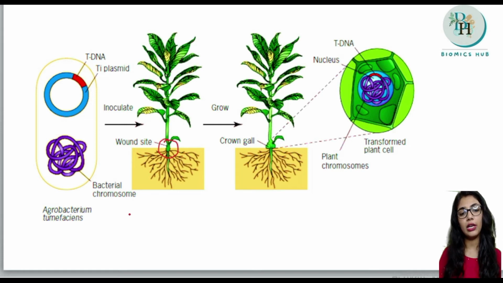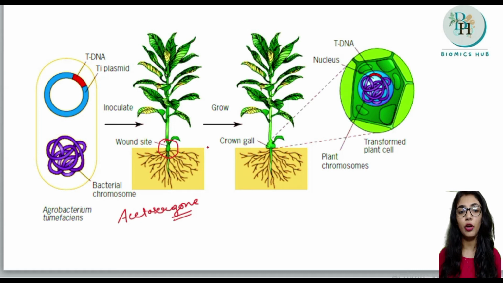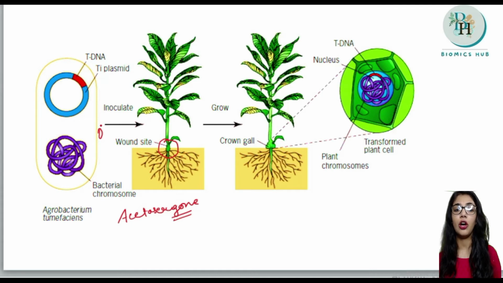During this time there is formation of some phenolic compound. So what is the phenolic compound which is produced? That is acetosyringone. This acetosyringone is a phenolic compound produced by the plants, and it is sensed by the bacteria, Agrobacterium tumefaciens. What happens next? There is activation of some of the virulence genes.